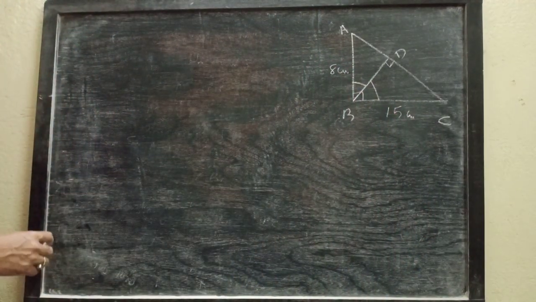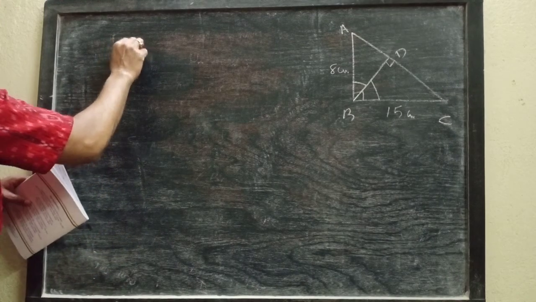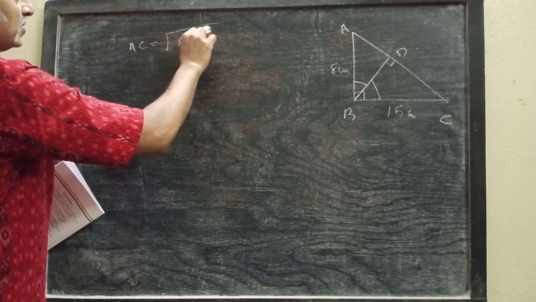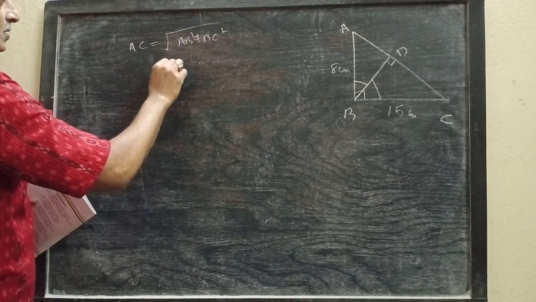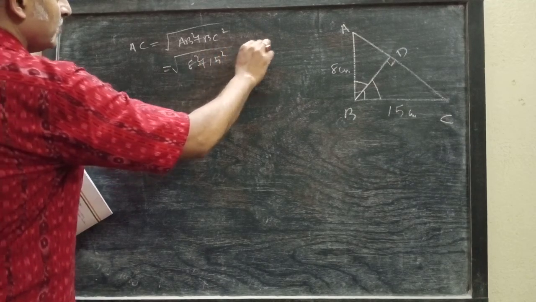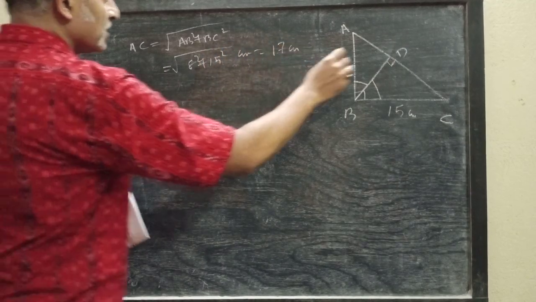So let us first find the length of AC. We know AC is root over AB square plus BC square. That is root over 8 square plus 15 square centimeter, that is 17 centimeter. Write it here.